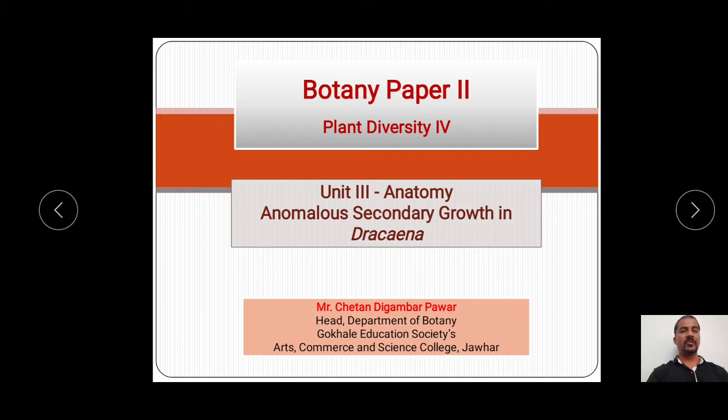Dracaena is a monocot. In previous lectures or presentations, we have seen the anomalous secondary growth in dicot stem. Now this is the anomalous secondary growth in monocot stem, that is Dracaena.